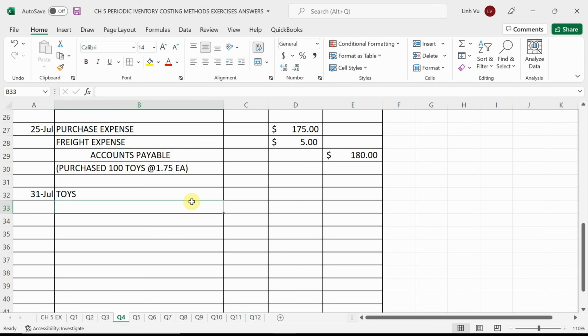What else do I need to recognize? Purchase expense. What else? We gotta recognize freight expense. All right, what else? Not accounts payable. Right, we're not paying anybody or owing anybody. We're just simply converting our expenses into inventory.